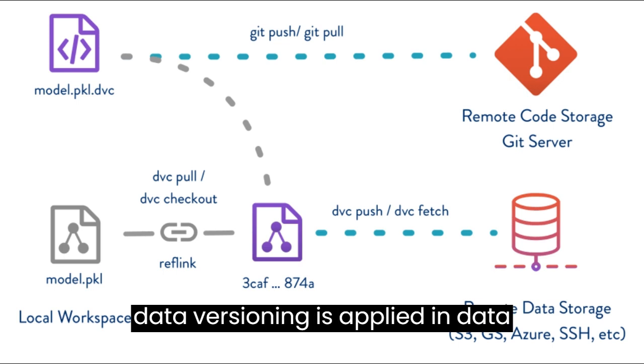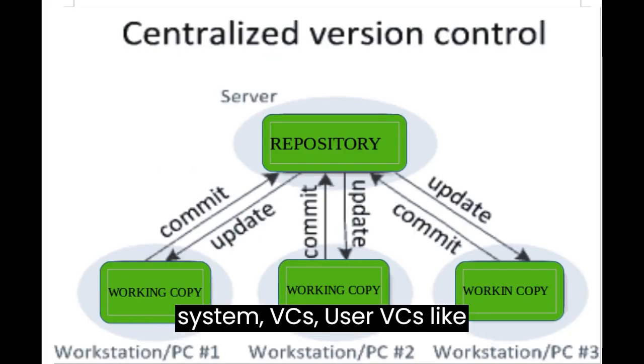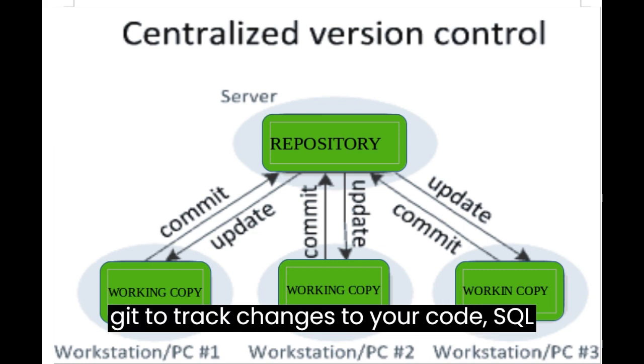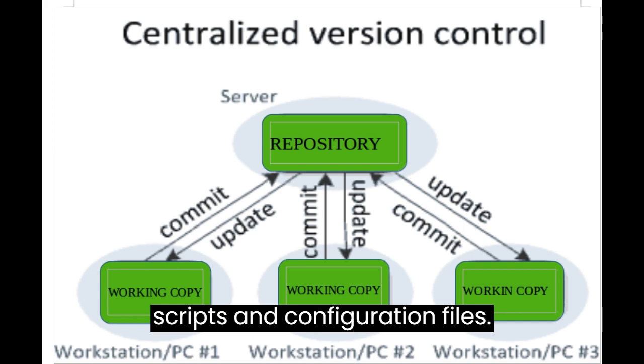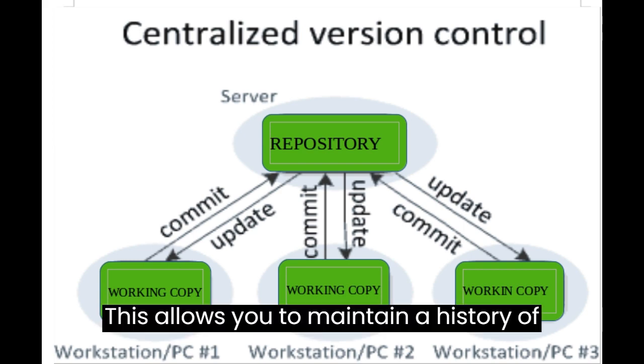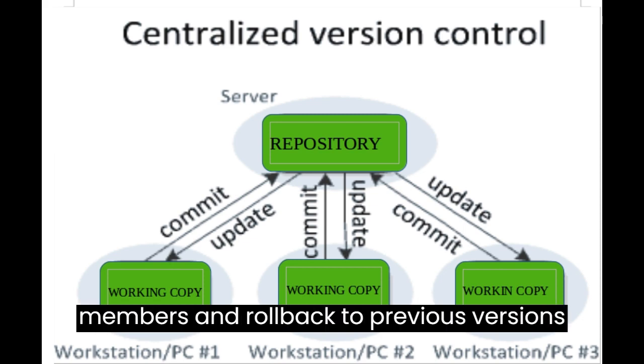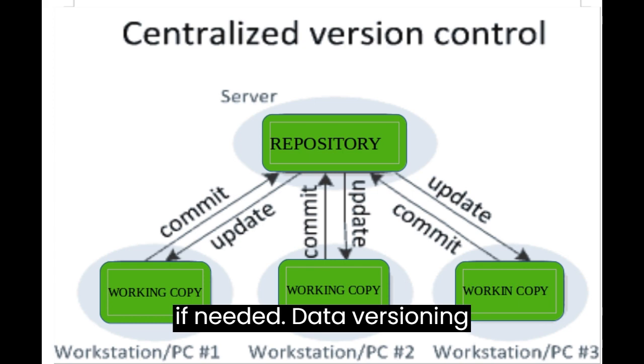Here's how data versioning is applied in data engineering. Version control system, VCS. Use a VCS like Git to track changes to your code, SQL scripts, and configuration files. This allows you to maintain a history of all modifications, collaborate with team members, and roll back to previous versions if needed.